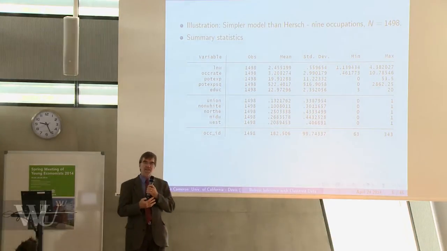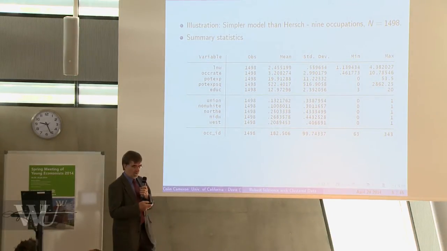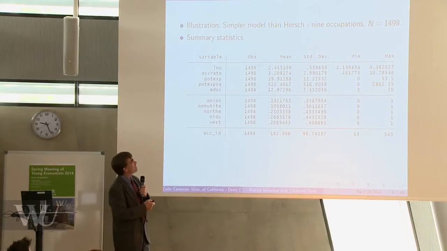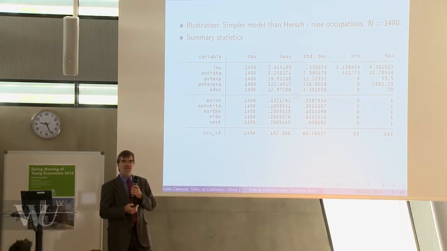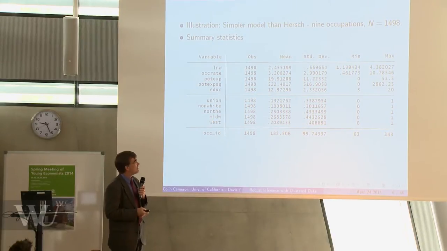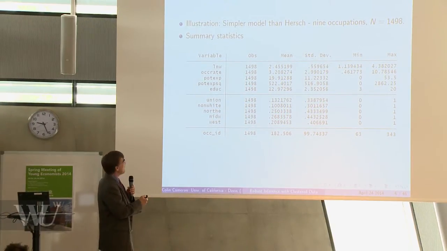Okay, so I have a data example. This is a stripped down version of this data set, which originally was in a 1998 American Economic Review article by Joni Hirsch. So our dependent variable is log wage. We have 1498 individuals. This is years of potential experience, experience squared, years of education, union member or not, non-white or not, and 3 region dummies with the omitted region being the South.